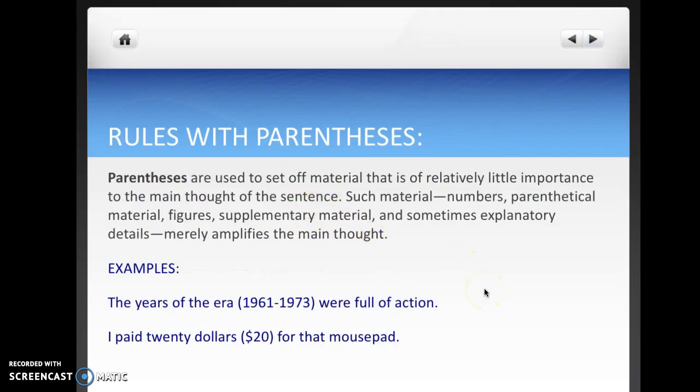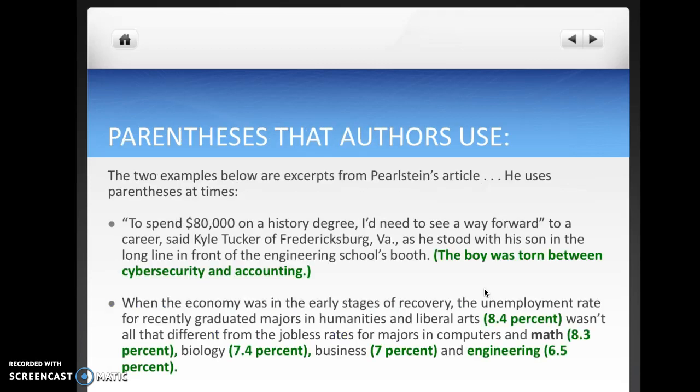And with rules with parentheses, parentheses are used to set off material that is of relatively little importance to the main thought of the sentence. Such material includes numbers, parenthetical material, figures, supplementary material, and sometimes explanatory details.